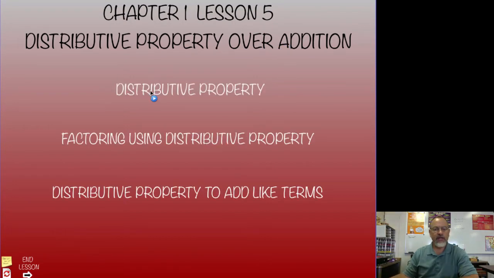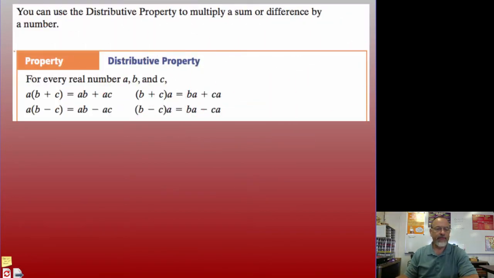So let's take a look then at the distributive property. If we read this sentence, it says a use for the distributive property is to multiply, so it's a multiplication problem, a sum, which is an addition problem, or a difference, which is a subtraction problem, by a number. So we're going to take an addition problem and multiply it by a single number, or a subtraction problem and multiply it by a single number. And we see that represented here.